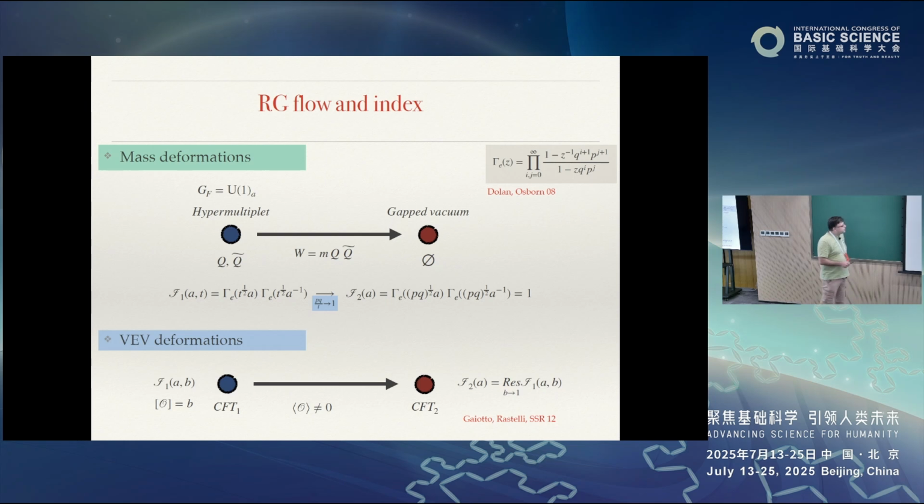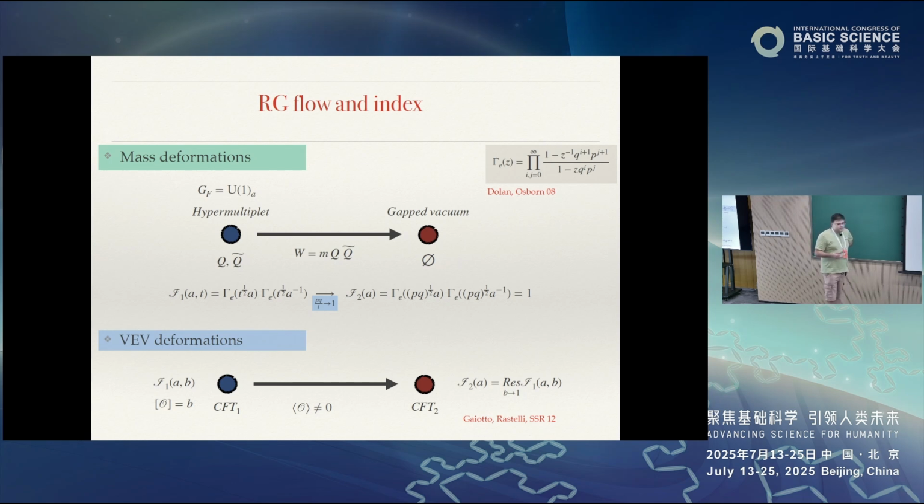So you compute this index in the UV, you have a free theory in the UV. This is some non-trivial index that you obtain. But then you can entertain a very, very simple deformation. Just give a mass to these fields. Just turn on a deformation, which is Q tilde.